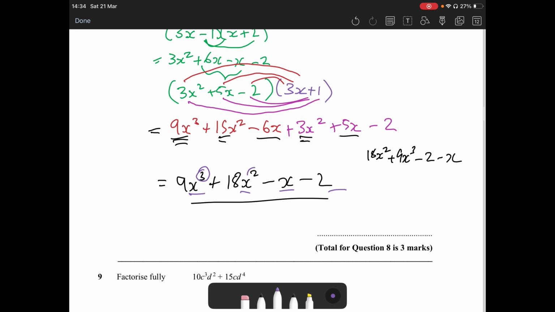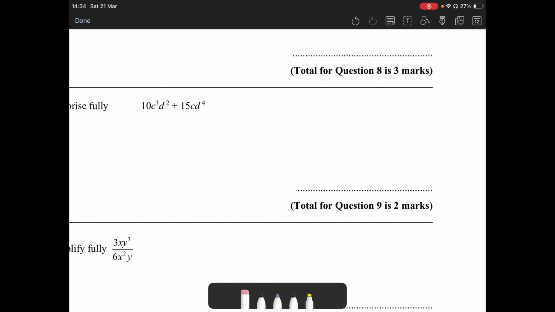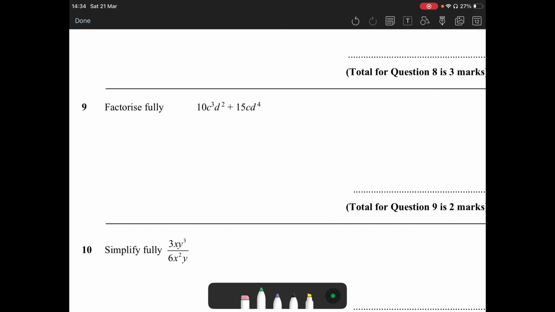So your cubed first, your squared next, your power of 1 next, and then obviously the term with no x's goes last. So again, that's just the general way. But if you wrote all 4 terms correctly in a scrambled order, it's all good. No love lost. Right, so next up, we've got factorize fully.